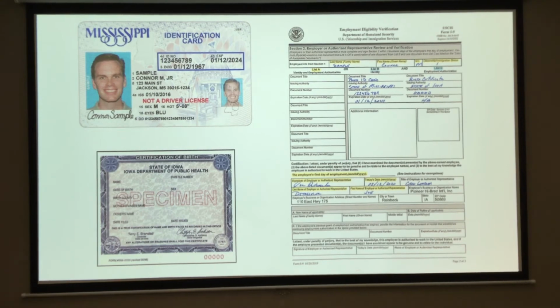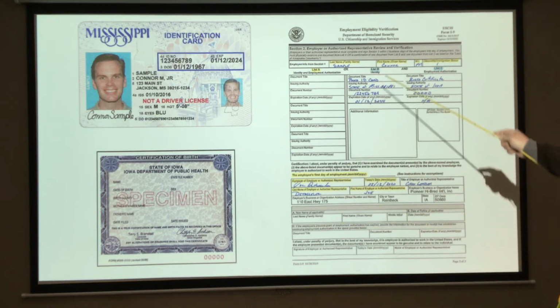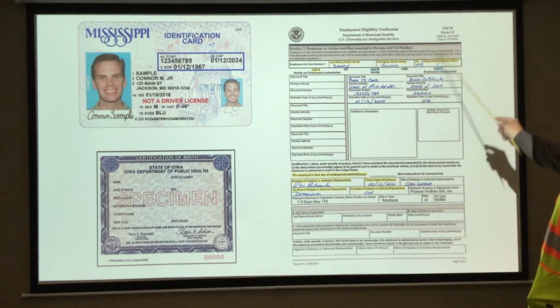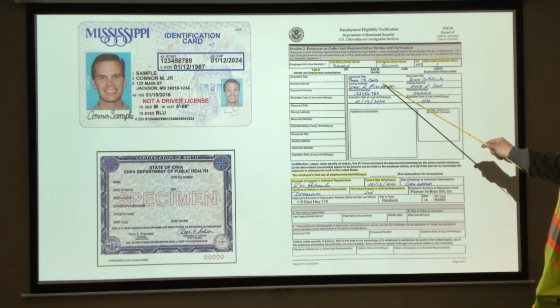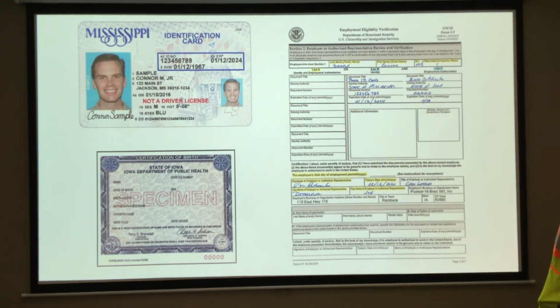The other state issued ID you may run across is identification card. Okay, it's a non-driving identification card. You're just going to come over here, same information up top for the individual. Document title is photo ID card, issuing authority, in this case is state of Mississippi. Document number and expiration date.